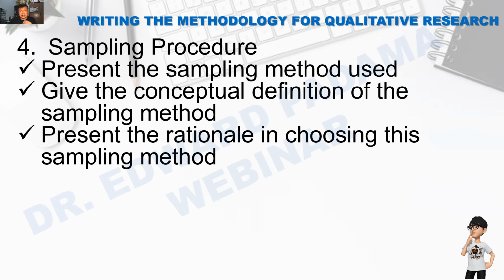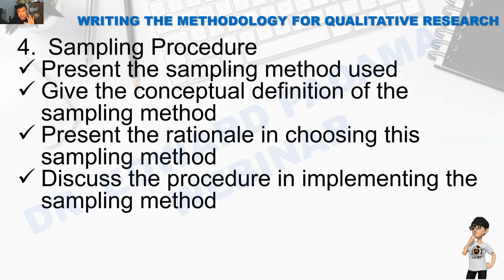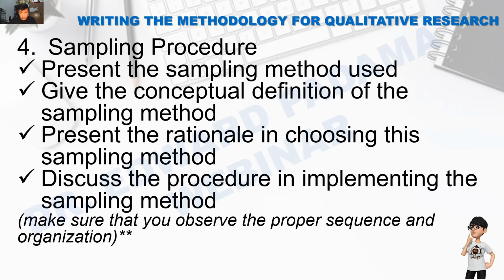So after presenting the reason why you chose this particular sampling method, discuss the procedure in the implementation of the sampling method. Did you implement the sampling method? How did you go through the sampling method? Narratively, just discuss. Ikwento nyo lang, anong unang ginawa ninyo doon sa sampling method? Okay? Then, papaano yung sumunod na nangyari, and so on and so forth. That's what we call narrative presentation. Make sure that you observe the proper sequence, organization of the process. Dapat kung ano yung pagkakasunod-sunod na ginawa ninyo, yun ang ilalagay nyo doon sa narrative description kung paano nyo in-implement yung sampling method.